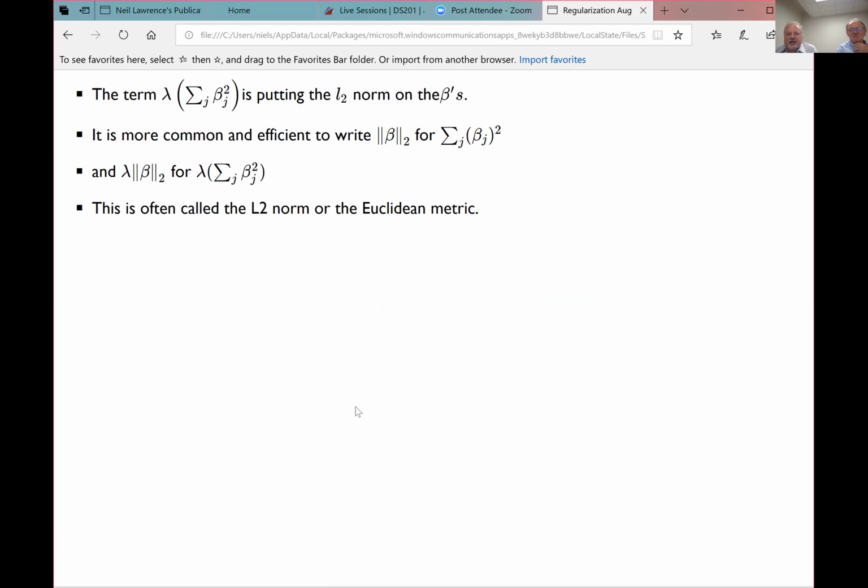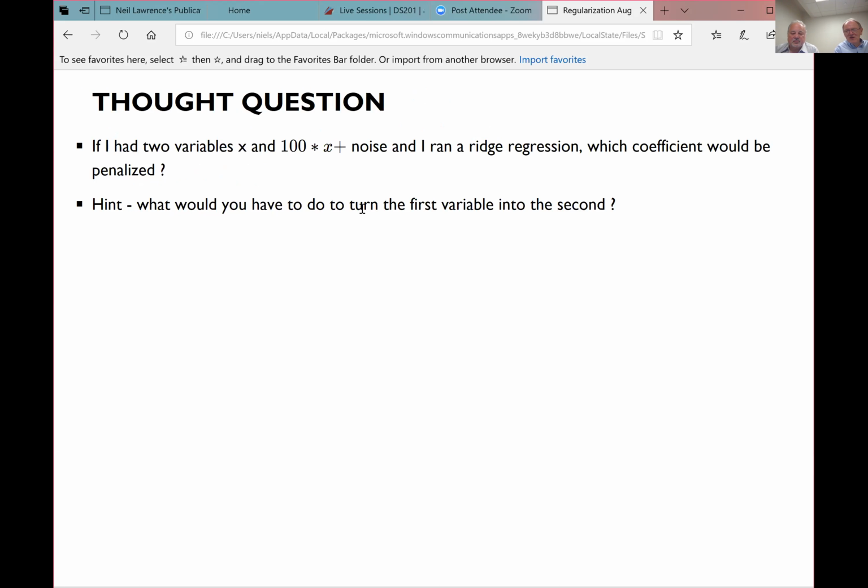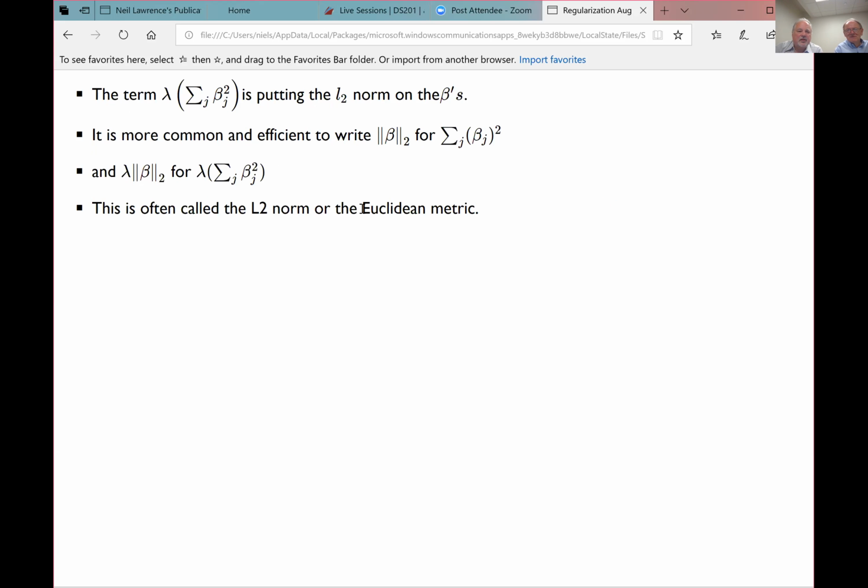Getting back to something I said, the term lambda beta j squared is putting what's called the L2 norm on the betas, the Euclidean norm. It's more convenient and more common to write this as the norm of beta sub 2, meaning that the 2 corresponds to the L2 norm, and writing lambda times that. In the space of all betas, the parameter space of betas, this is just the Euclidean metric. Well, there'd also be the square of the norm. Oh, excuse me. Didn't I write that? No. Okay, so I didn't.